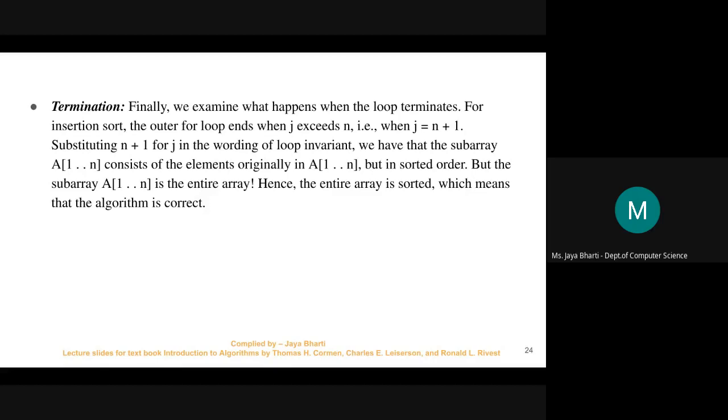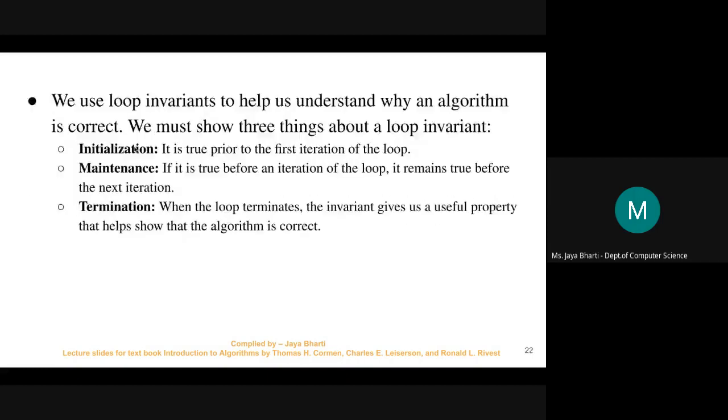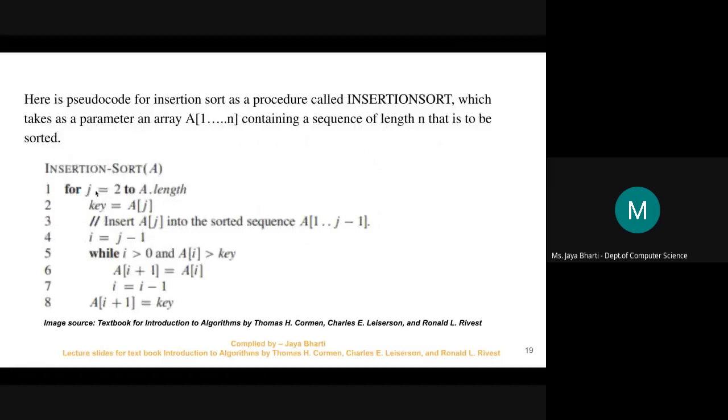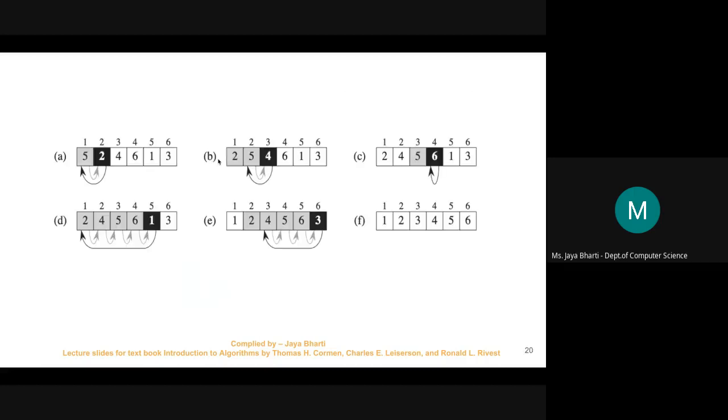Okay. So whenever j is equal to n plus 1 happens, the loop is completed. Now, if you substitute n plus 1 there, then you cannot find any value, because for n plus 1 there is nothing here.